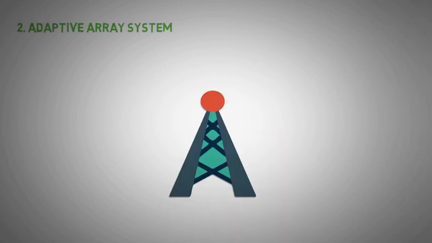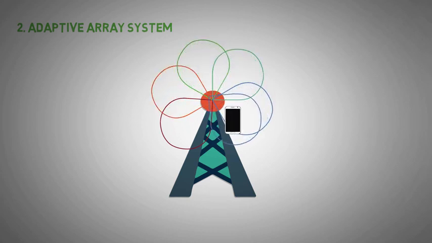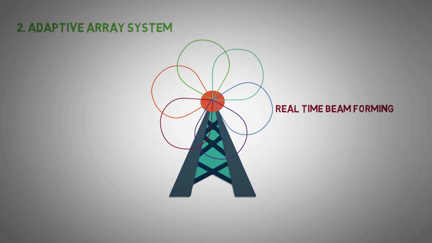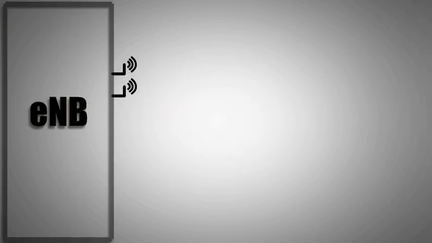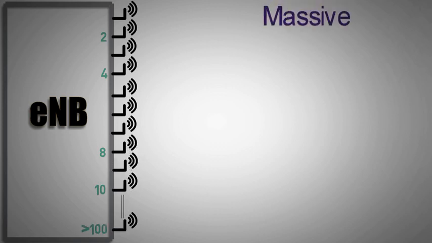Adaptive array systems. This type of antenna uses what is termed adaptive beamforming, and it has an infinite number of patterns and can be adjusted to the requirements in real time. Now, traditional MIMO systems have 2, 4, or 8 antennas. When the number of antennas used in a communication terminal is more than tens or hundreds, then it is called a massive MIMO system.